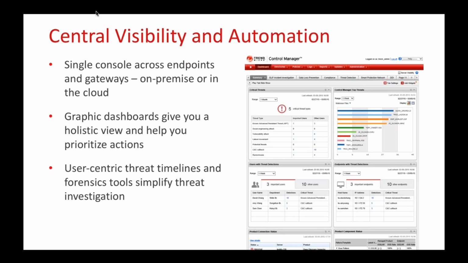The central console, the single console across endpoints and gateways, it's great. You can look at everything from your endpoints that are on-prem or endpoints in the cloud, in things like AWS and Azure. You can cross-reference threats that are coming in, and those dashboards are great for a very quick view to see exactly what's happening.